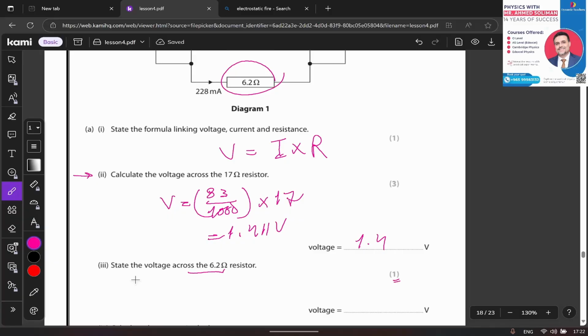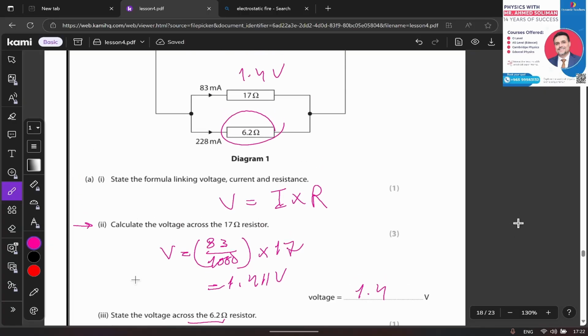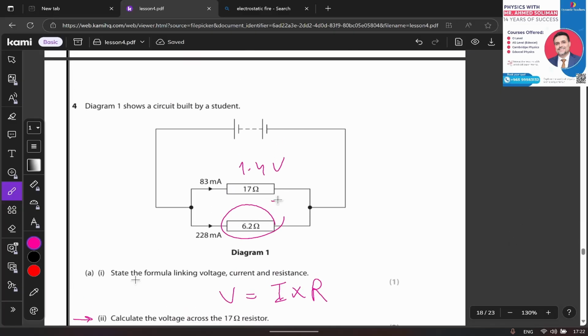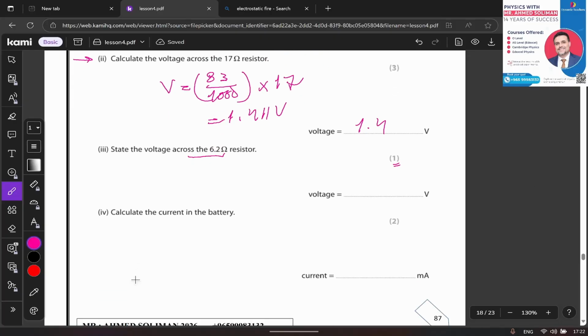State the voltage across. We don't need to calculate it because we have a parallel connection. For a parallel connection, what is the same? Voltage is the same. So we need to find the voltage only one time. So the voltage will also be 1.4.